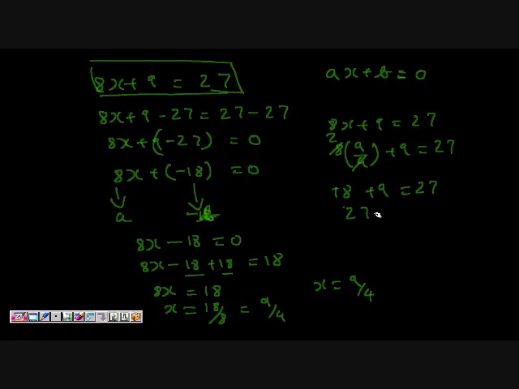So that means that this equation holds true for x is equal to 9 by 4, or in other words, the value of x is 9 by 4 for this particular equation. And that's how you solve some of these equations. Let's take another example. 3x plus 15 is equal to 35.